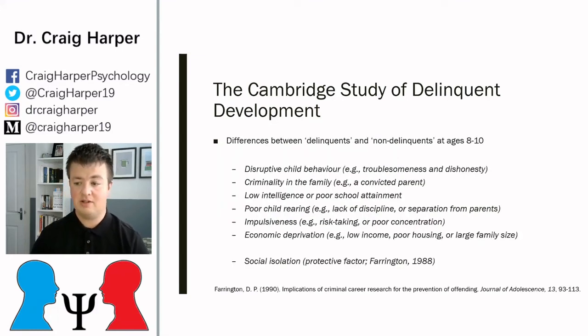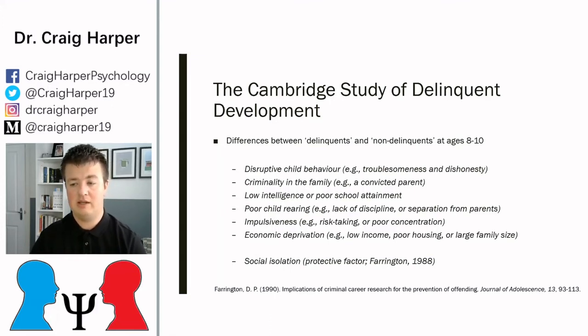So that's exactly what Farrington did. He looked at the factors that were present in those who were starting to be delinquent very early, before the age of 10. And he identified exactly the same kinds of risk factors that we've already covered. So things like disruptive child behaviour, people being troublesome or dishonest, was a real big issue in those who were delinquent compared to those who weren't delinquent between the ages of 8 and 10 years. Having criminality in the family, having low intelligence or low school attainment or engagement, also a risk factor.